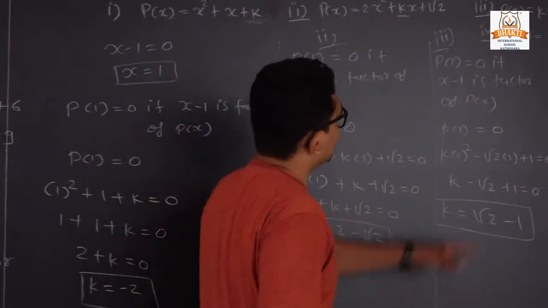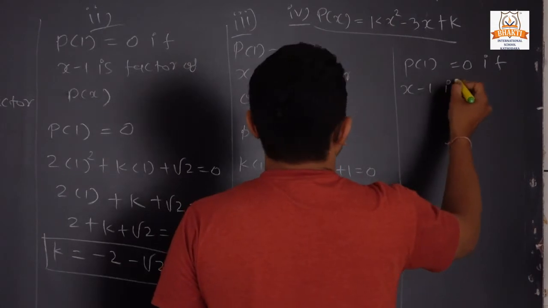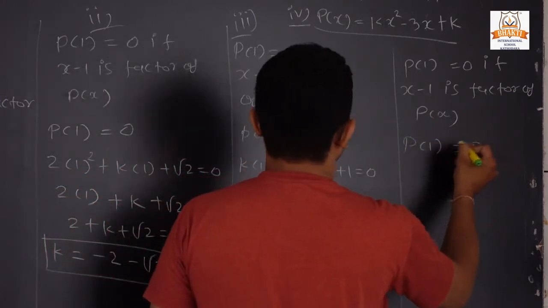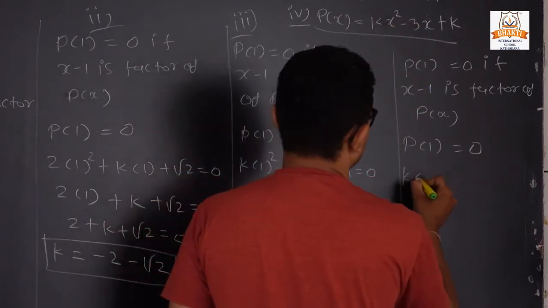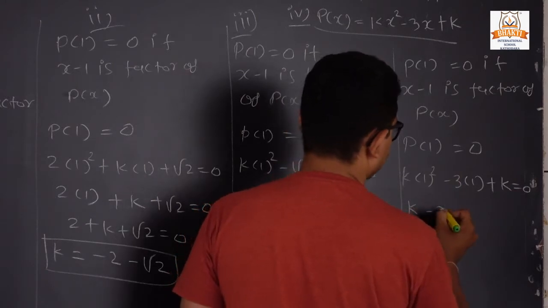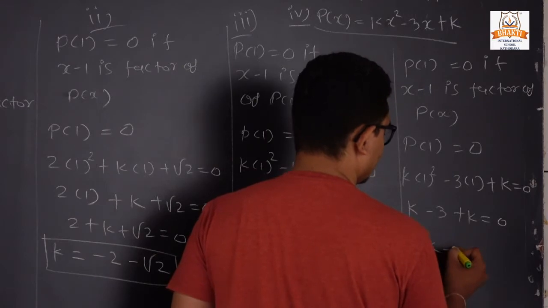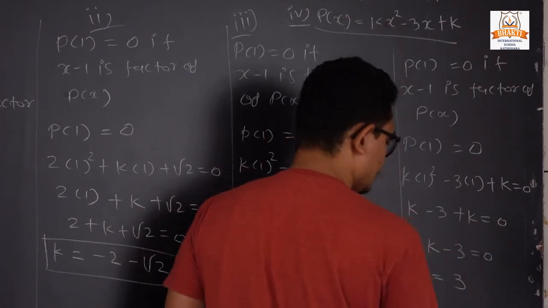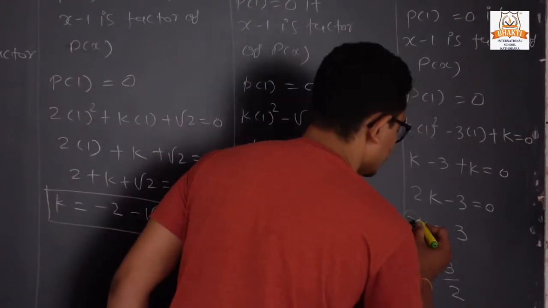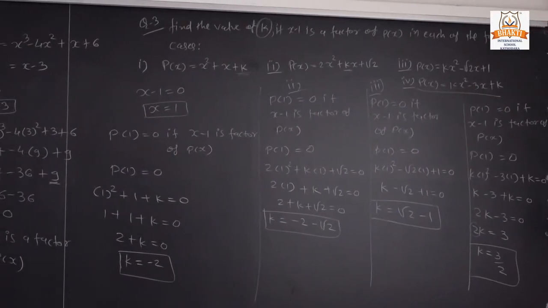Now last, our question number 4. Once again we can write p of 1 is equal to 0 if x minus 1 is a factor of p of x. So p of 1 is equal to 0. Now x is replaced with 1, plus k. 1 square is 1, so only k. Now plus k is equal to 0. k plus k is 2k. If it goes to the second side, it becomes plus. Now k is equal to, if this 2 goes to the second side, it is in the denominator because it is in multiplication. So the answer of k is 3 by 2.